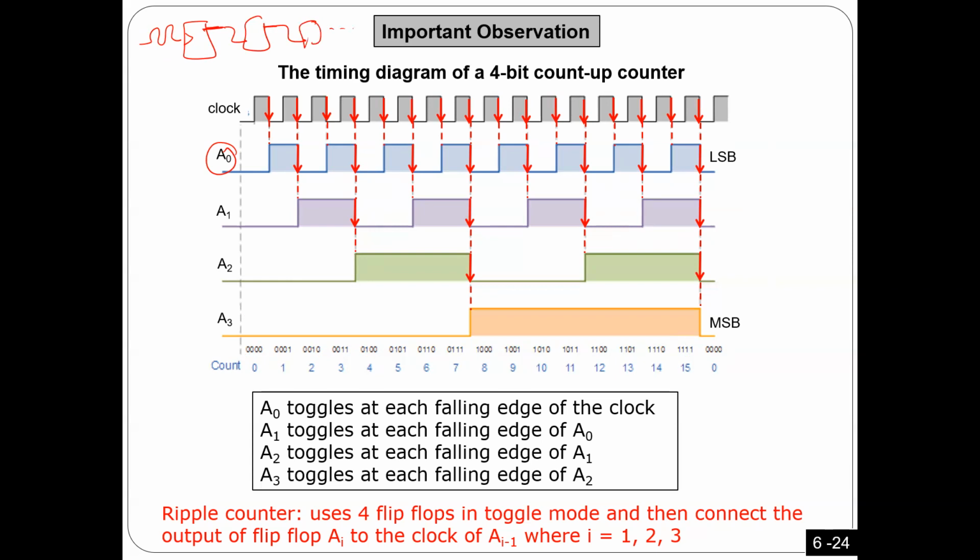Okay. So now look at the very interesting observation. Look here, because A0 is triggered by the clock. What is the relation between the clock and A0? The relation is that every time there is a falling edge here, A0 has to toggle.